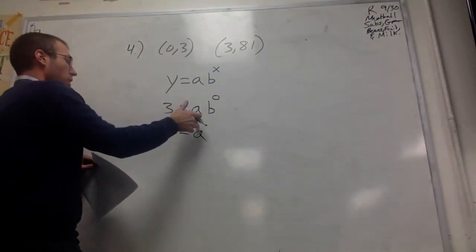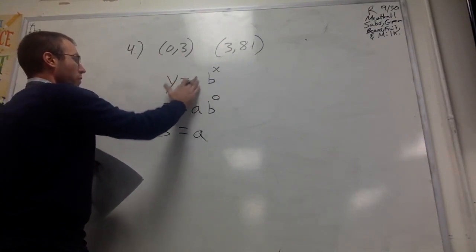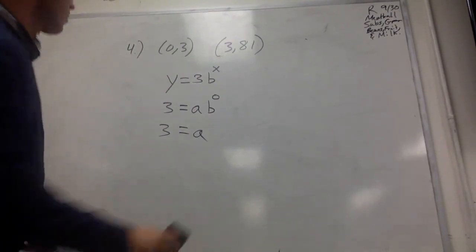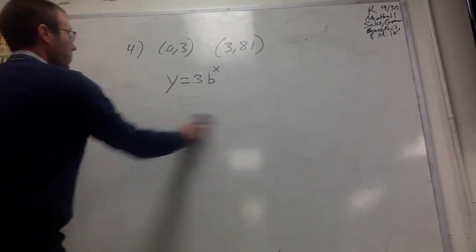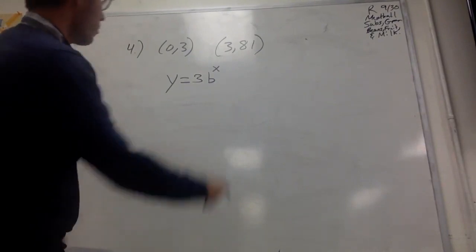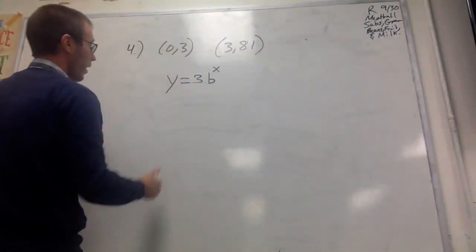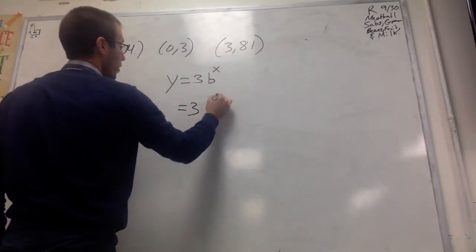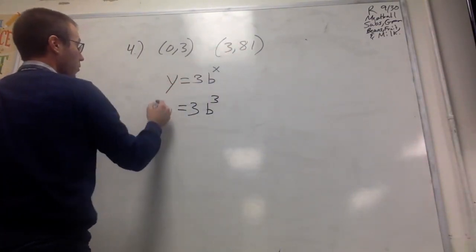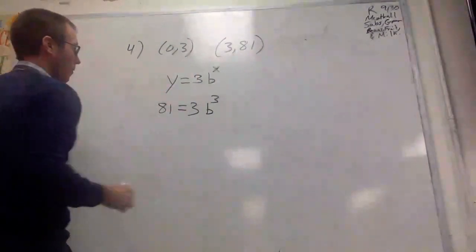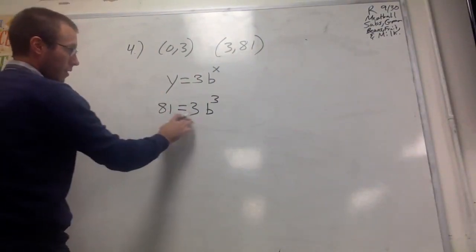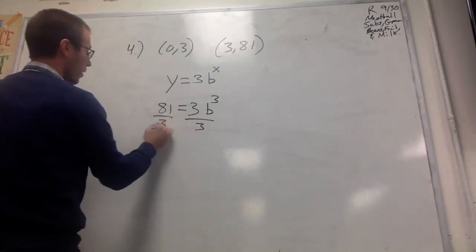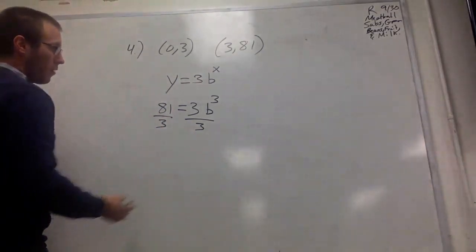So I'm going to look up here and replace A with 3. Now I got to figure out what B is. Well, we're given the point (3, 81) is on here as well. So I'm going to replace x with 3. And then 81 is what y is. So I'm going to replace 81 there. Well, that's nice. I have to divide both sides by 3. So when I do that, 81 is divisible by 3.